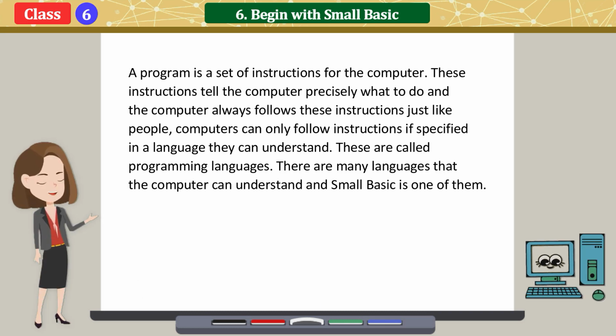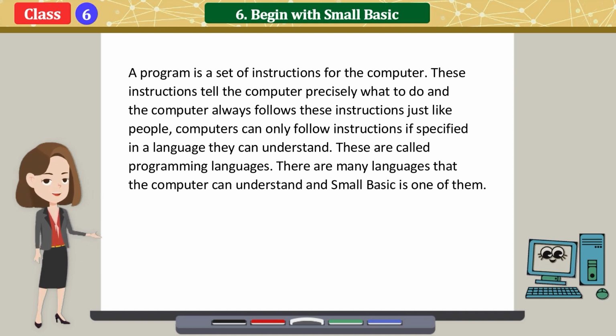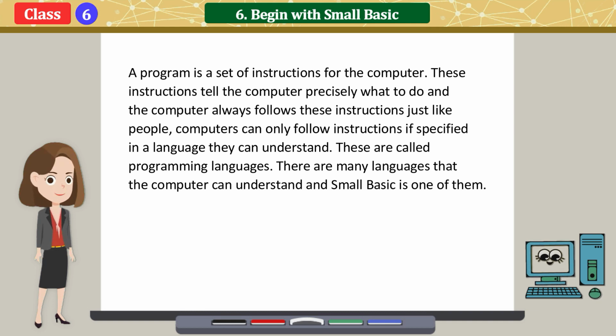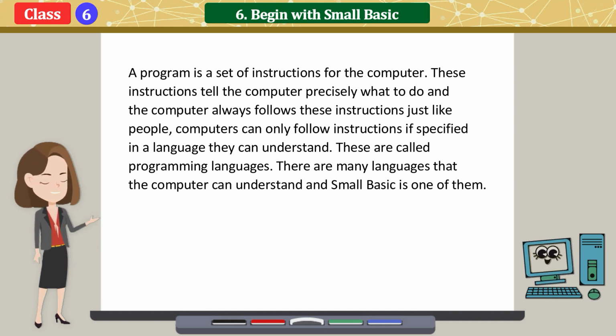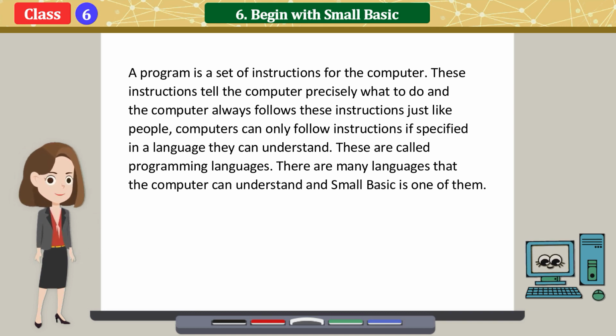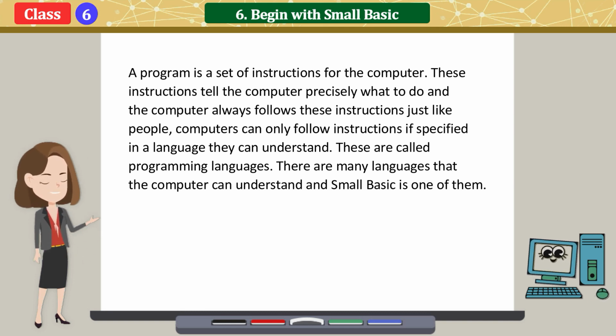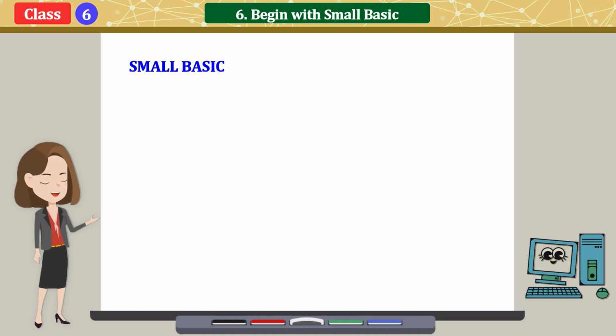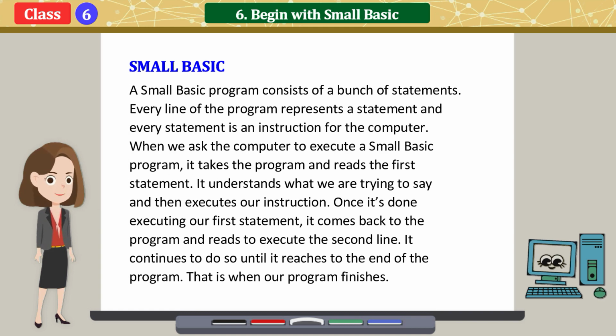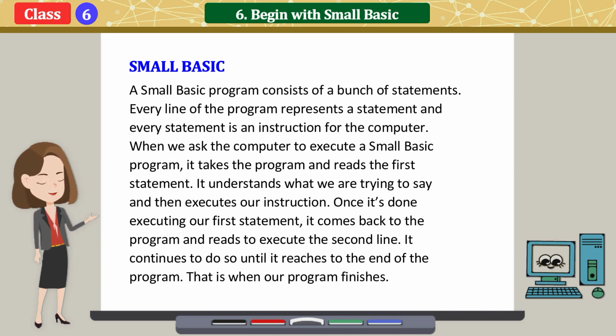A program is a set of instructions for the computer. These instructions tell the computer precisely what to do, and the computer always follows these instructions just like people. Computers can only follow instructions if specified in a language they can understand. These are called programming languages. There are many languages that the computer can understand, and Small Basic is one of them. A Small Basic program consists of a bunch of statements.